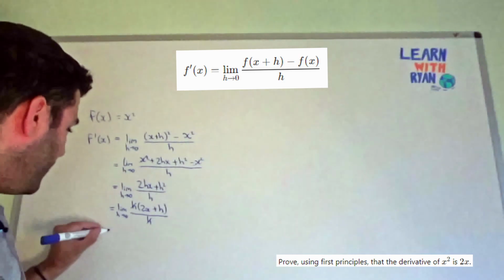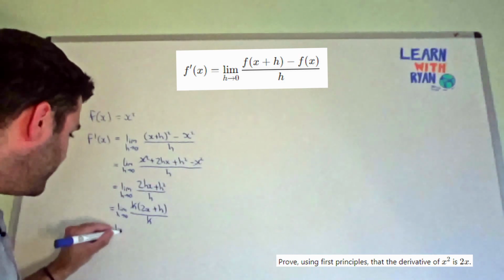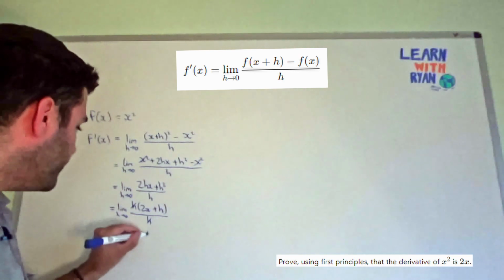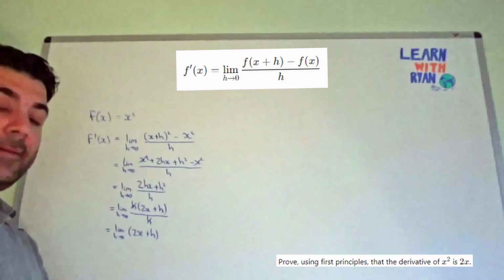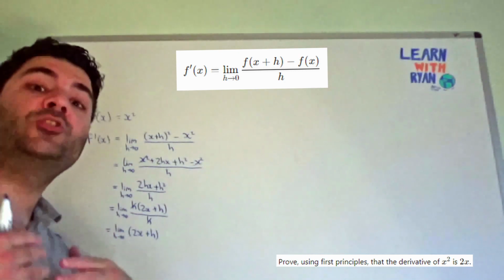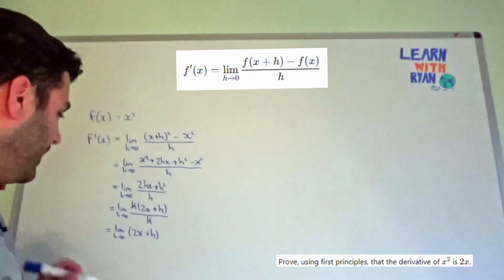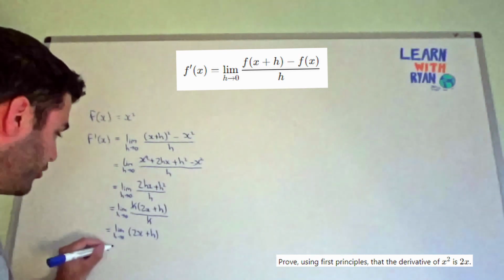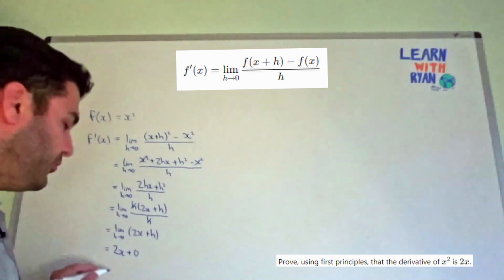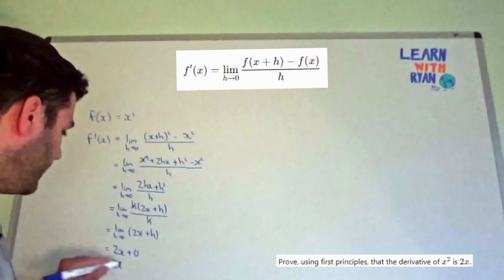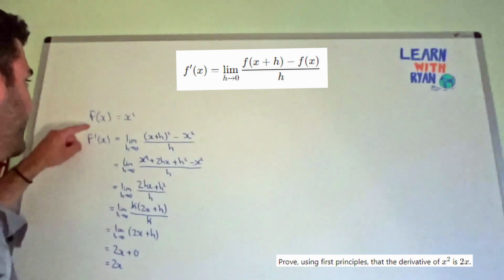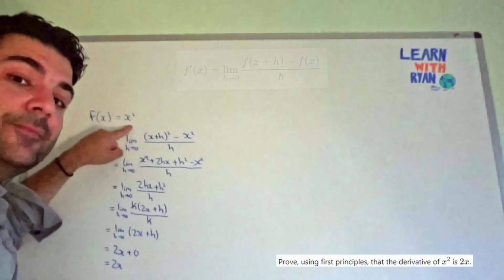Okay? So then what I have is the limit as h tends to 0 of 2x plus h. Now, because we don't have h on the bottom, we can substitute h for 0. So this is going to become 2x plus 0, and 2x plus 0 is of course just 2x. So that is the derivative, or the gradient function, of f of x equals x squared.